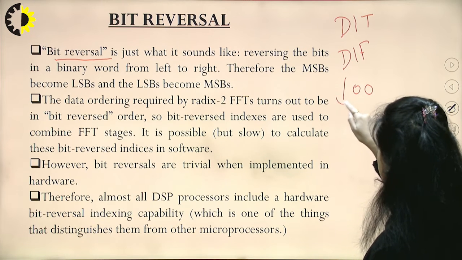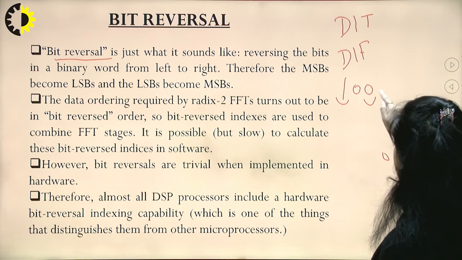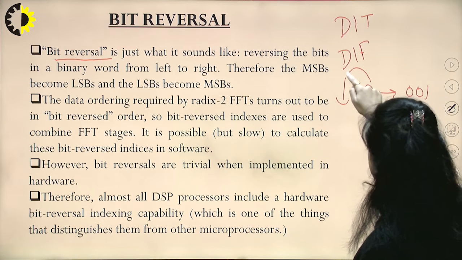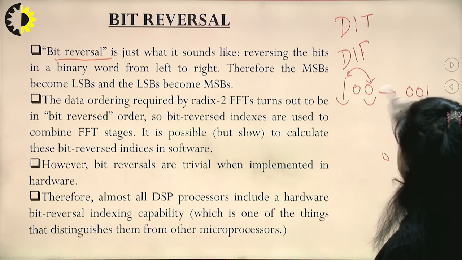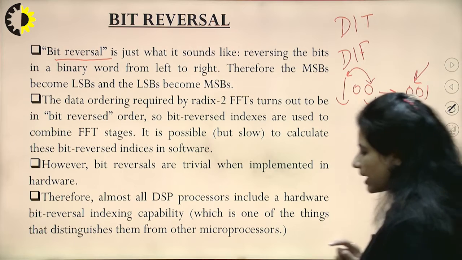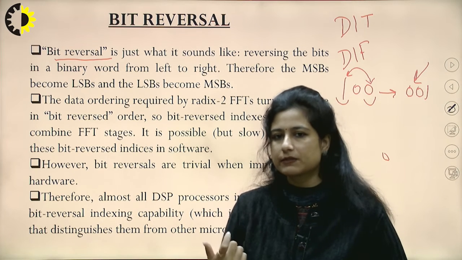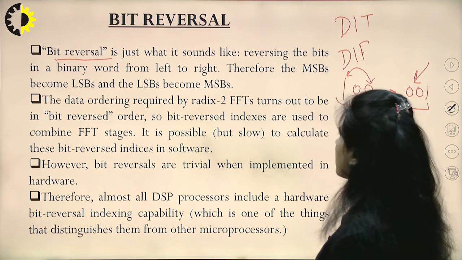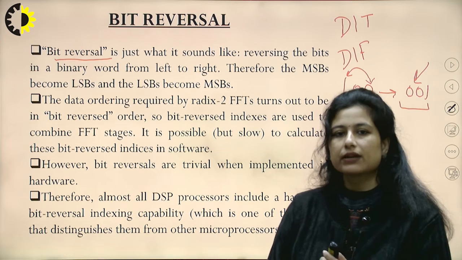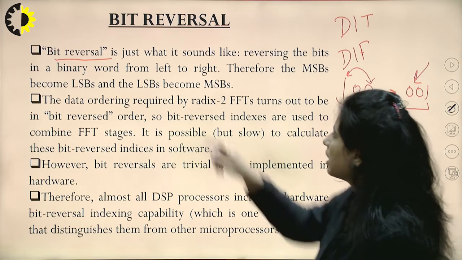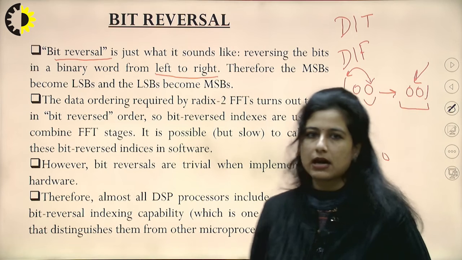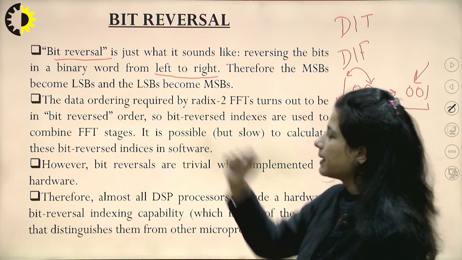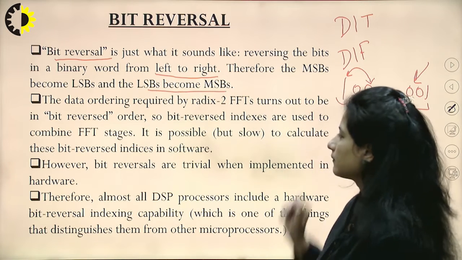So I look at this first point and this last point and I create a sequence like 0, 0, 1. So I have only swapped the places of 1 and 0. The sequence which I have created by swapping the LSB and MSB of the given sequence is called bit reversed. This is just like reversing the bits in a binary word from left to right. Therefore, the MSB and LSB get swapped. MSB becomes LSB and LSB becomes MSB.